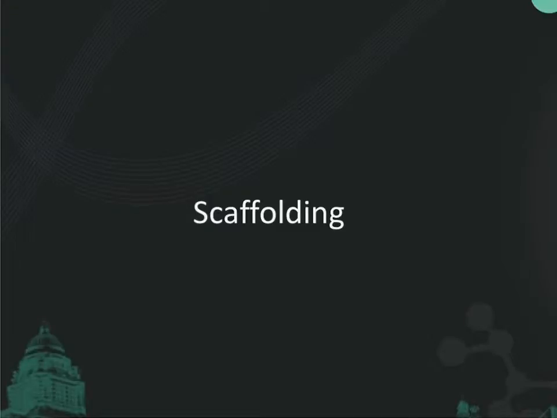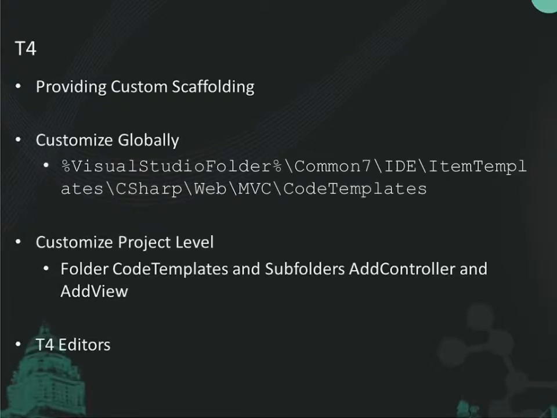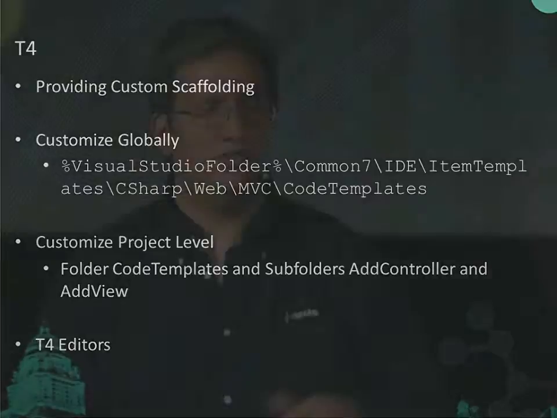Scaffolding, you've seen this in NuGet. This is not actually new to NuGet. This uses the concept of T4, which is Text Template Transformation Toolkit. It's got text, template, transformation and toolkit in there. I don't know in what order.